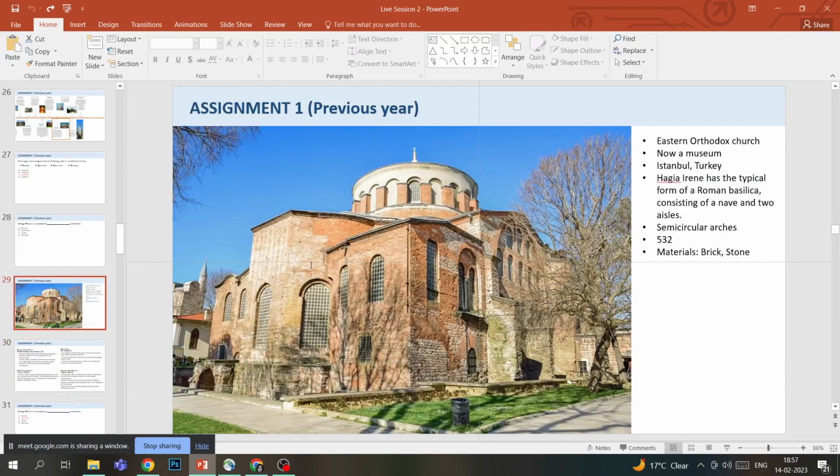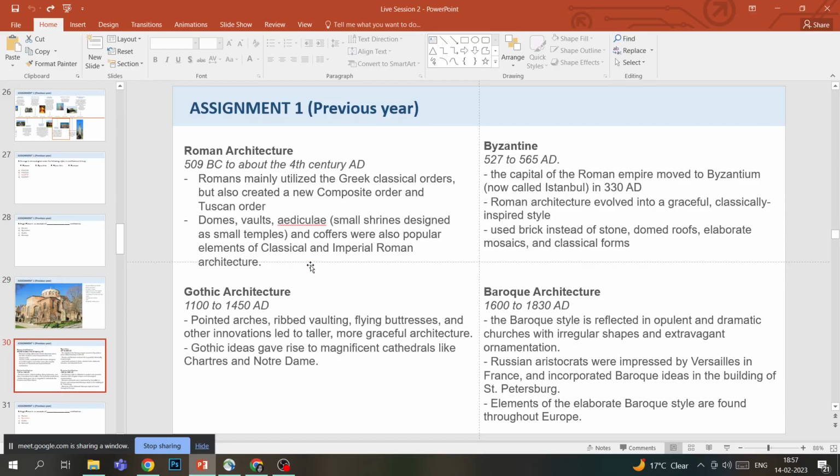So when you look at this building, you can see that it is definitely not Gothic, because Gothic is highly ornamented and has flying buttresses and pointed arches. You can see it is also not Roman, because it does not have the typical Roman structure of the columns and the other things. And you can see it is also not Byzantine.